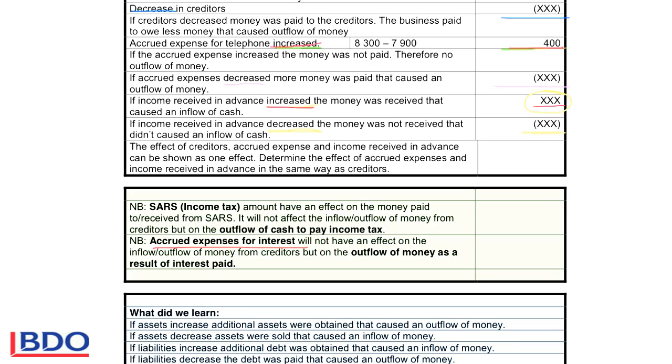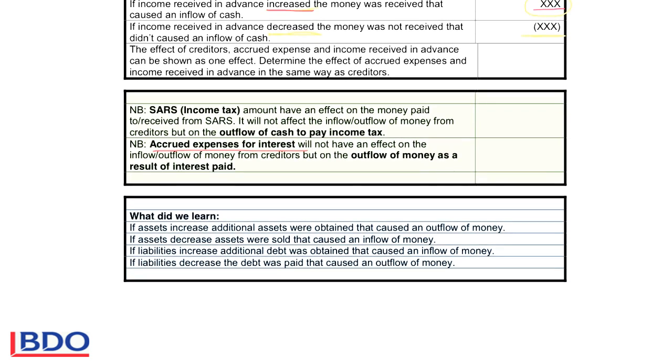What did we learn today? If assets increase, additional assets were obtained and that caused an outflow of money. If assets decrease, assets were sold, that caused an inflow of money. Assets decrease, we sold some of the assets and money came into the business.